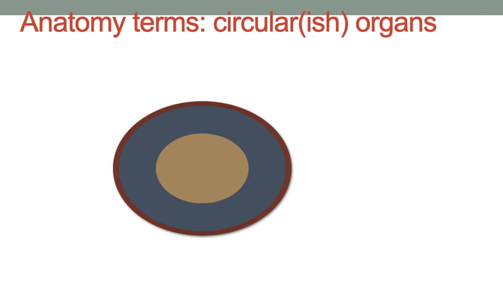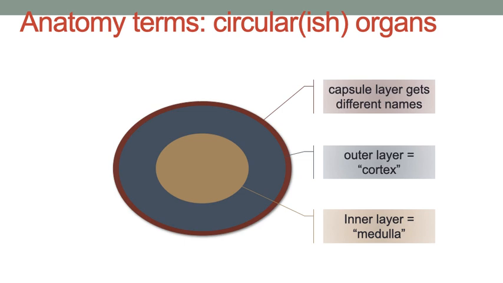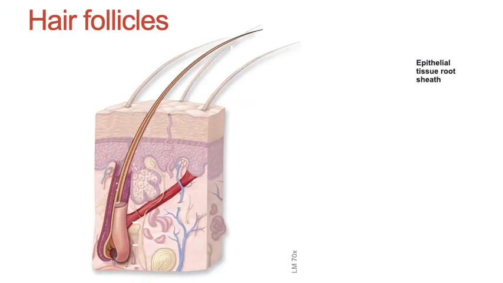Now, before we discuss these accessory structures in more detail, I want to go through some general anatomical terms for circular organs or circular-ish organs. So in this picture, this circular organ is represented by this circle with three layers. So the innermost layer of circular-ish organs is going to be referred to as the medulla. The middle layer will be referred to as the cortex, and the outer layer will get different names. Sometimes it will be referred to as the capsule. Other times it will have different names altogether, and these can vary from organ to organ. So with that, let's get moving on.